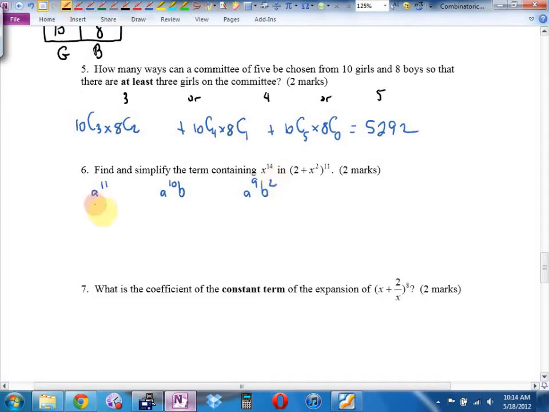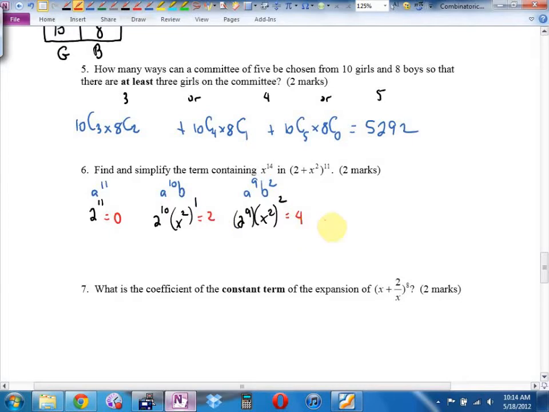This would be a 2 to the 11th with no x's. This would be a 2 to the 10th and x squared to the 1. This would be a 2 to the 9th, x squared, squared. How many x's in the first term? How many x's in the second term? How many x's in the third term? What's the pattern, Amanda?